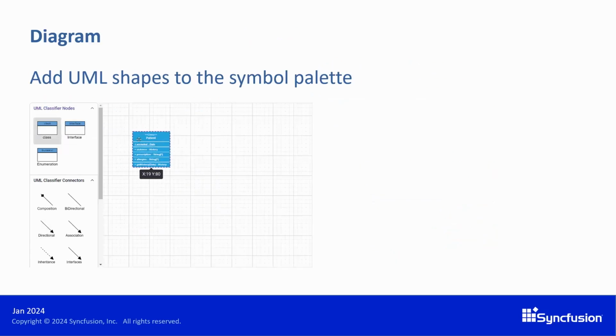Coming to the diagram, now you can add UML class shapes to the symbol palette. You can easily drag and drop the UML shapes onto the canvas and render UML class diagrams.